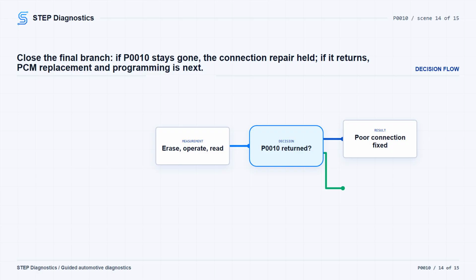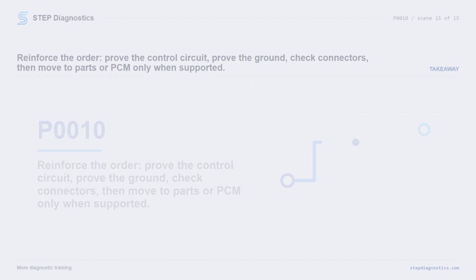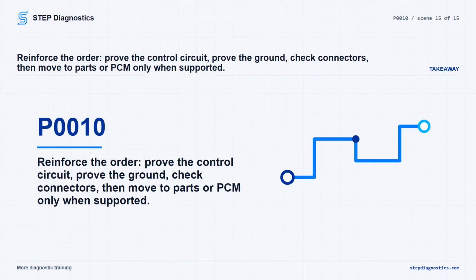Erase the DTCs, operate the vehicle under the monitored and set conditions, and read DTCs again. If P0010 does not return, the wiring or poor connection problem has been repaired. If it does return at this point, replace and program the PCM. Keep verification separate from the testing steps. After any repair, verify the repair and confirm the code stays gone under the same operating conditions.